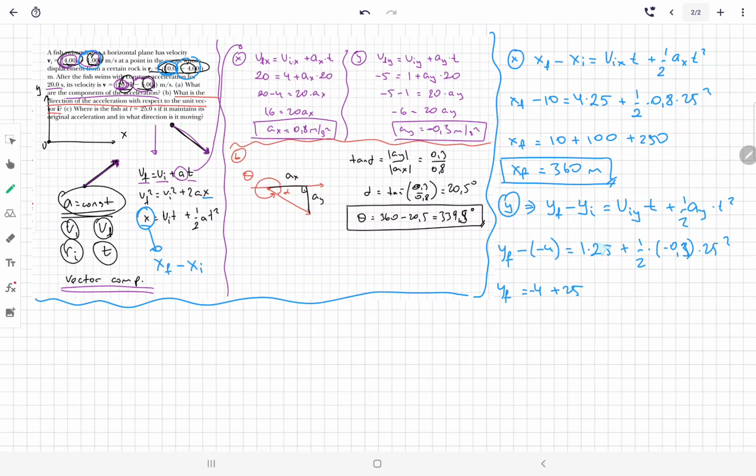Here it will be positive. If we take it to the other side of the equal, it will be negative. Minus here 25 square times 0.3 over 2, 23.75. So final position equal to 25 minus 4 minus 93.75, -72.75 meters. So final position in vertical direction equal to -72.75. So we found its position after 25 seconds.